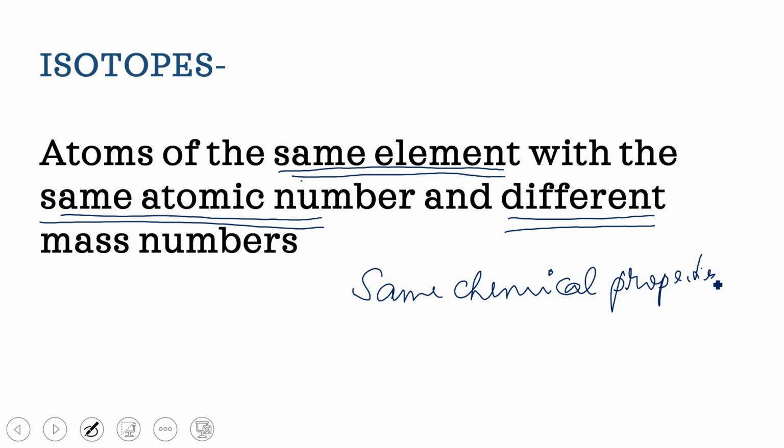Normally, in nature, elements exist as a mixture of isotopes. And to separate the isotopes, we have to use only the physical methods. Because, as I told you now, they have the same chemical properties because they have the same atomic number.